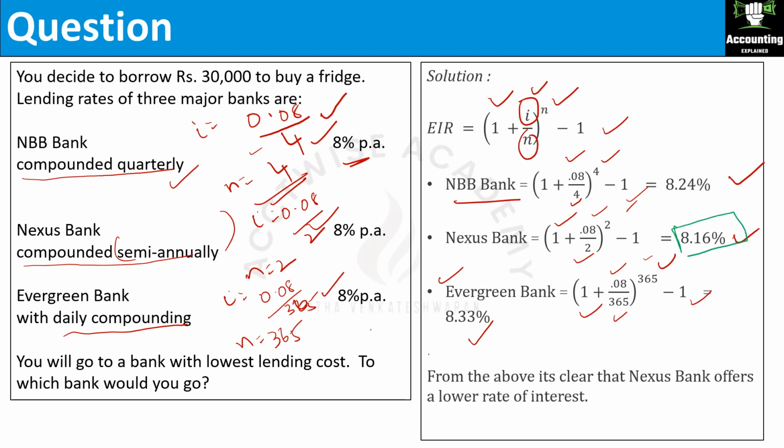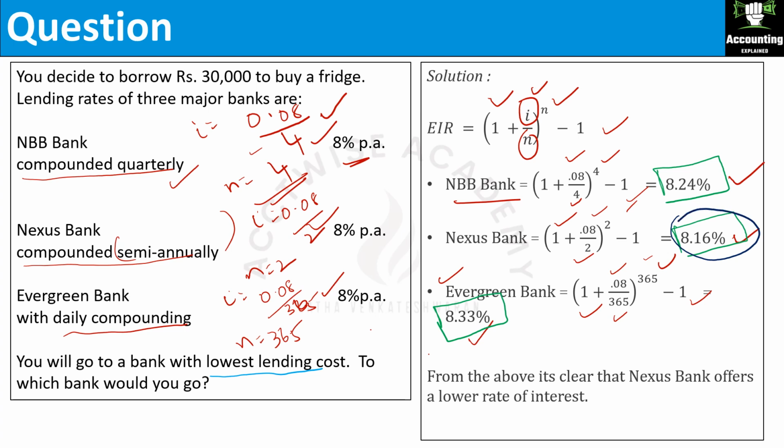See, when it is compounded semi-annually, you get the lowest rate of 8.16%. When it is compounded quarterly, that is 4 times in a year, you get an interest rate of 8.24%. When it is compounded daily, that is 365 times in a year, you get an interest rate of 8.33%. In the question, what have they asked you? They have asked you to find the lowest lending cost. So from the answer we can easily find out which one is offering the lowest interest cost. Nexus Bank is offering the lowest interest cost, 8.16%.